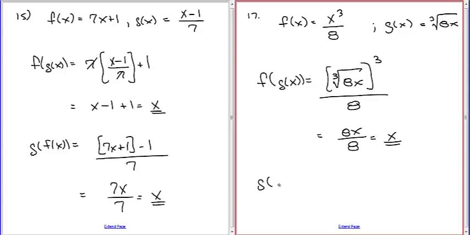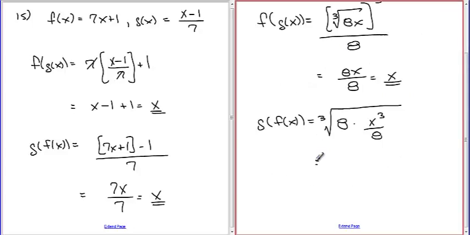And g of f of x, there what we do is we've got the cube root of 8 times, instead of x, we multiply by x cubed divided by 8. So the 8's cancel out, become 1. So you've got the cube root of x cubed, which is just x.